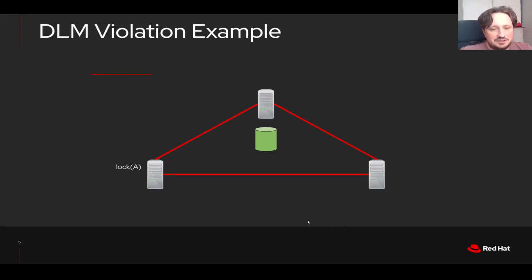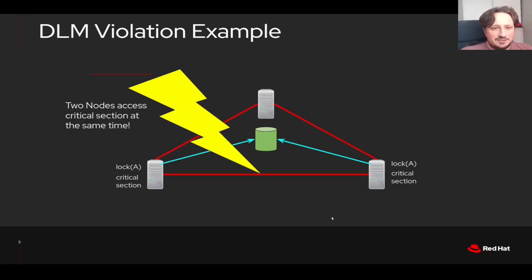A violation example is the same thing: lock A, then it communicates with the lock master, and then it runs into the critical section and accesses the shared resource. Then another node here on the right side requests lock A, the same lock, and talks with the lock master, and the lock master says you can acquire it. Now both are accessing the same resource at the same time for this specific lock. There was something wrong. Probably it was in the DLM messaging, or there was some other way which we don't know. And two nodes access the critical section at the same time, and we violate our model.